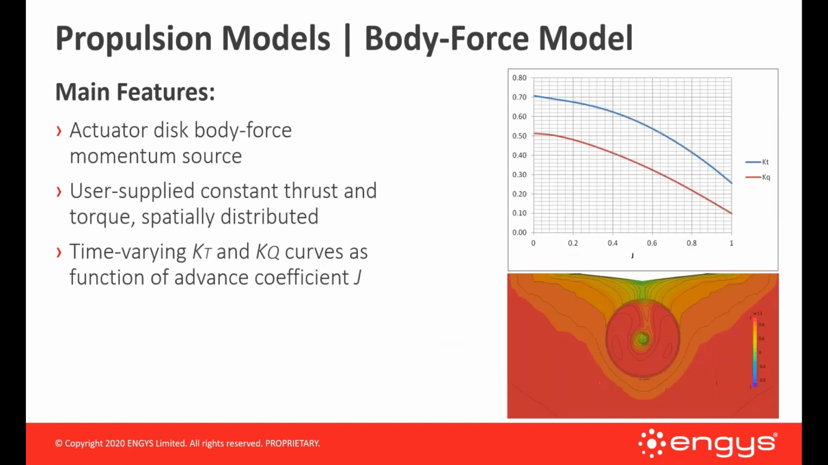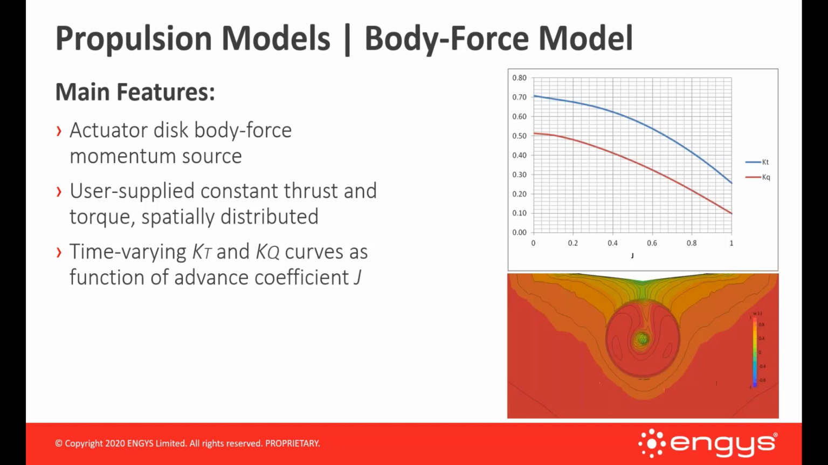Okay, if you want to save time, and if you want to run a little bit quicker, you might want to go for an actuator disc model, a body force model. So you replace the discretized propeller with an actuator disc, which actually applies a body force momentum source. And there are different options.